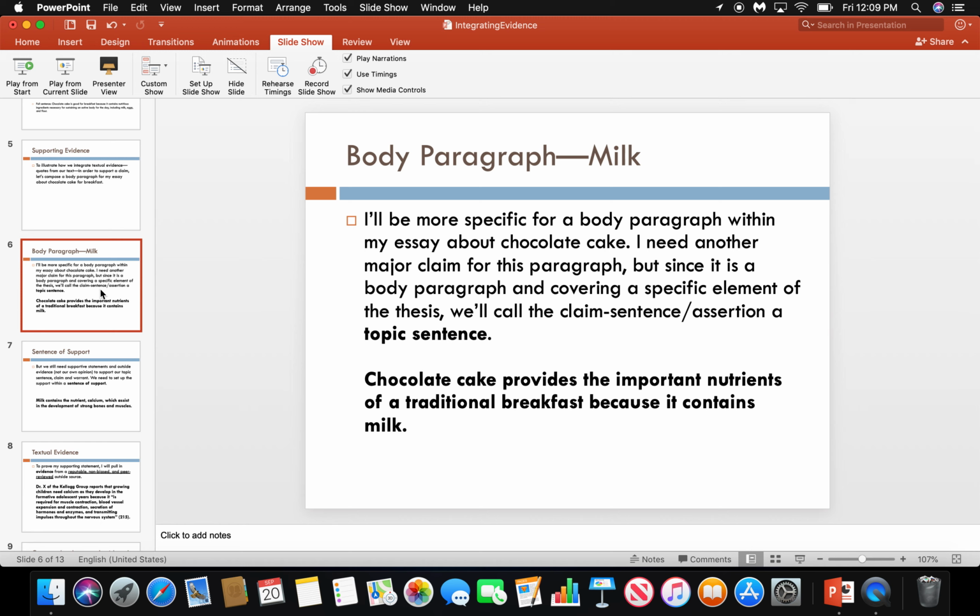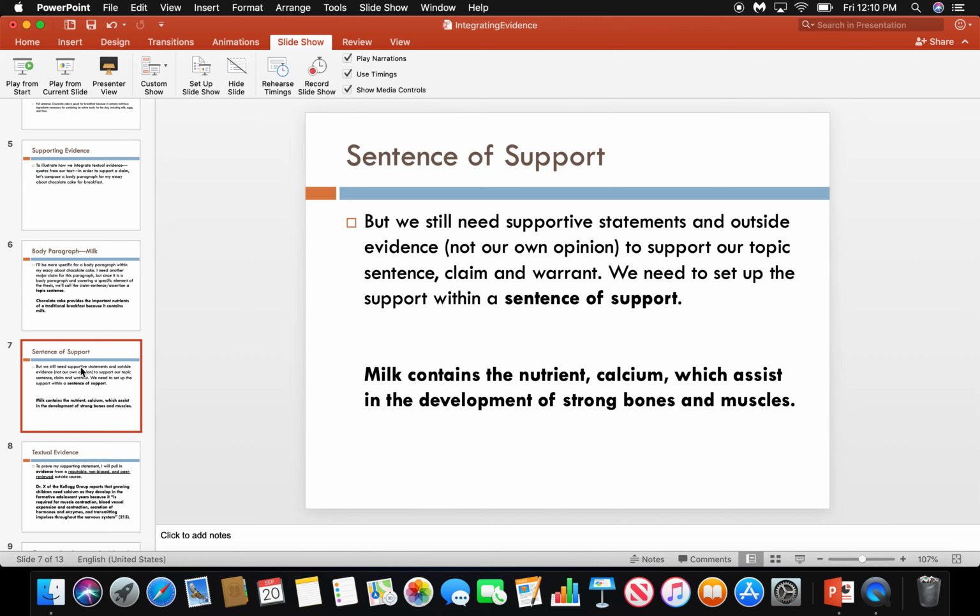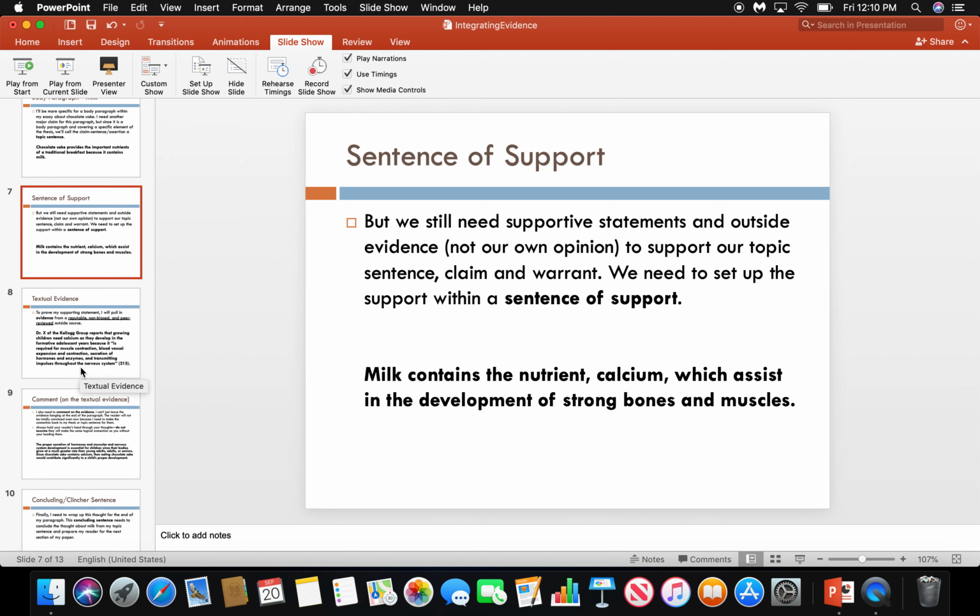I need another major claim for this paragraph, but since it is a body paragraph and covering only a specific element of the thesis, we need to call this the claim sentence or assertion a topic sentence, and this is key for my Foundations of College Writing students in our textbooks. This would be the T portion, the topic sentence portion of our TEST acronym that we're working on. So the example here is chocolate cake provides the important nutrients of a traditional breakfast because it contains milk.